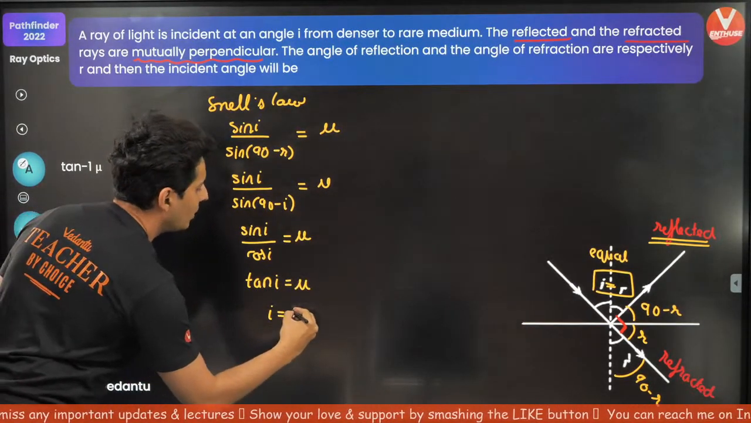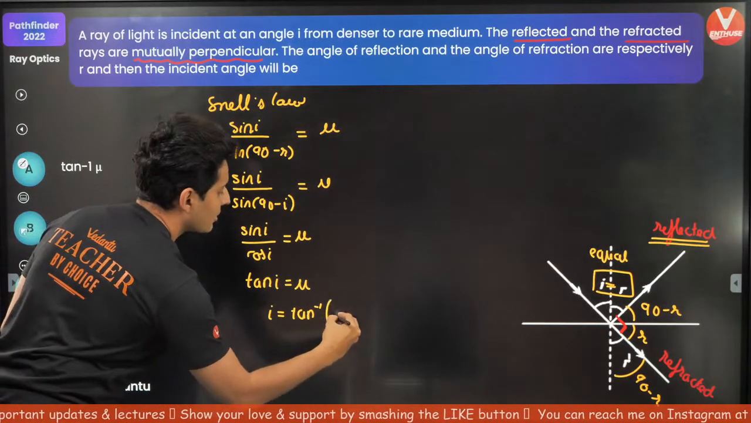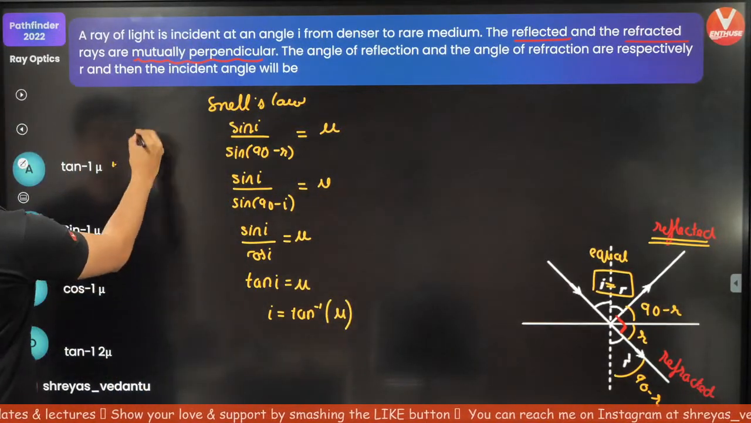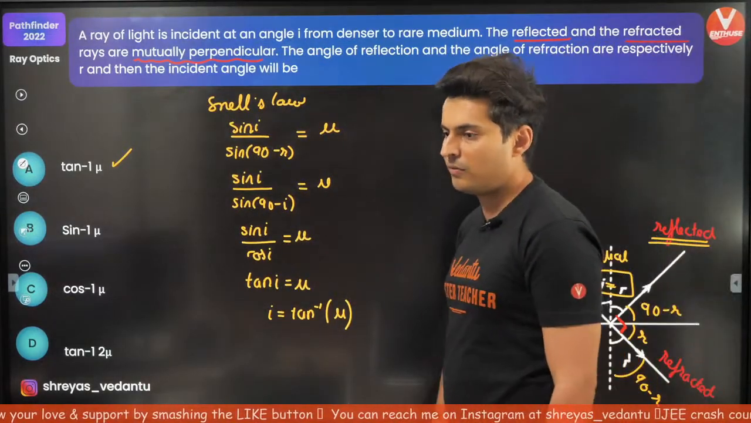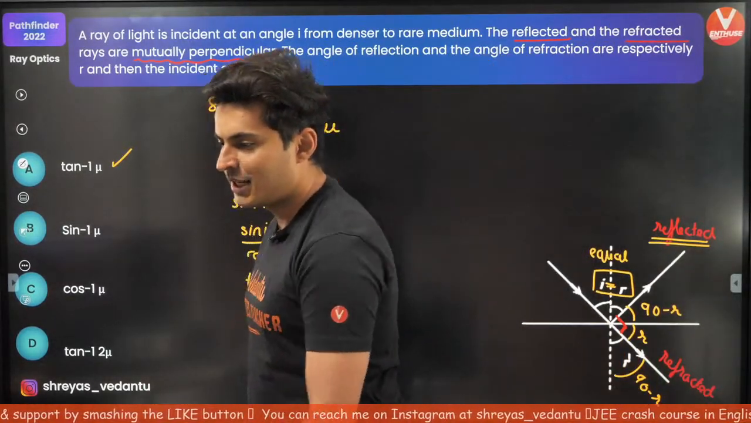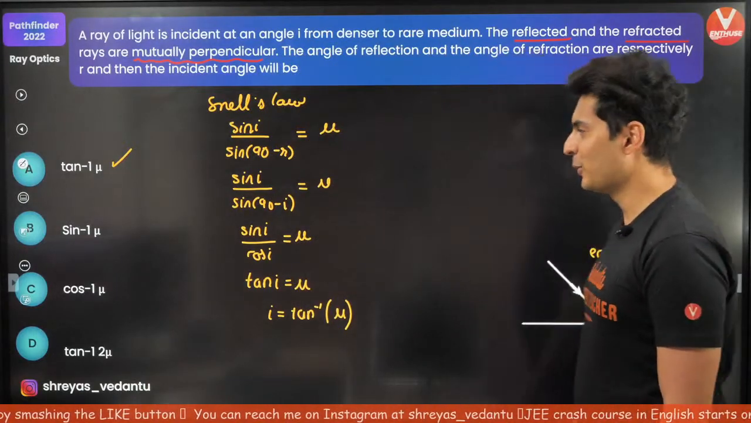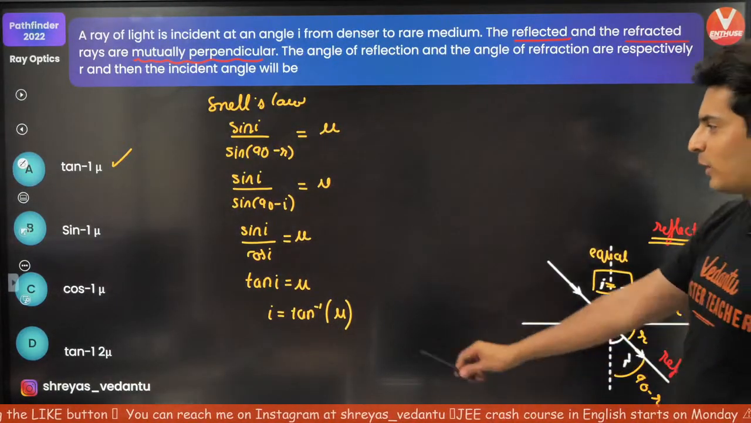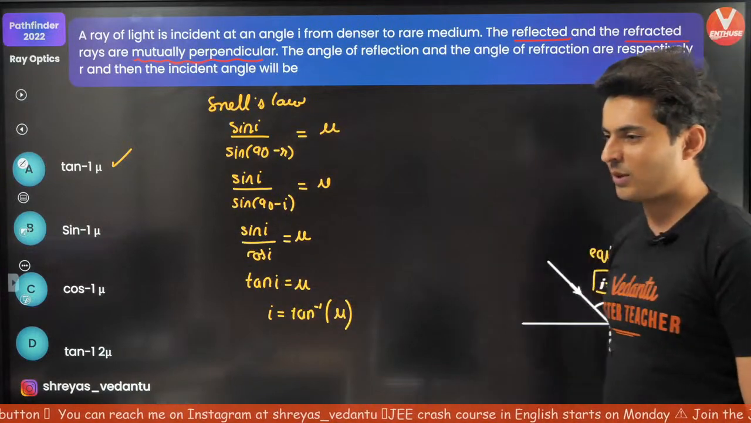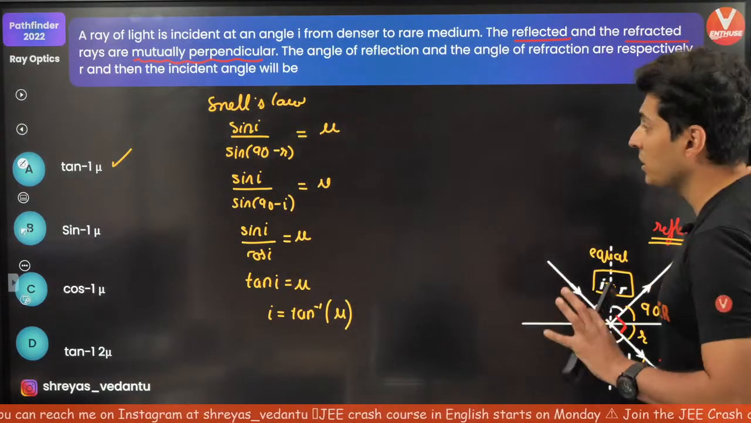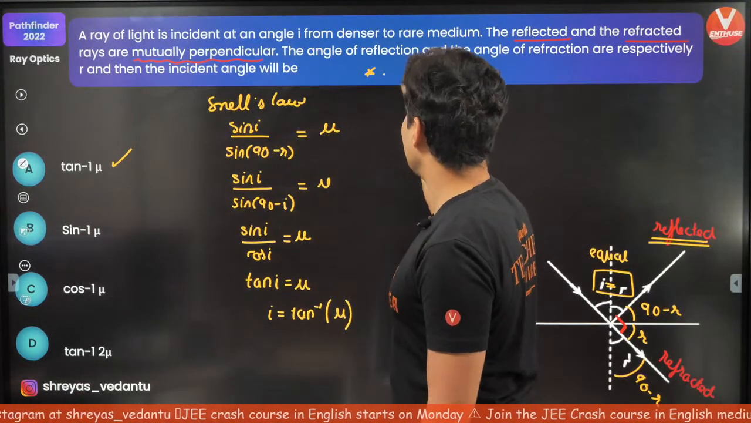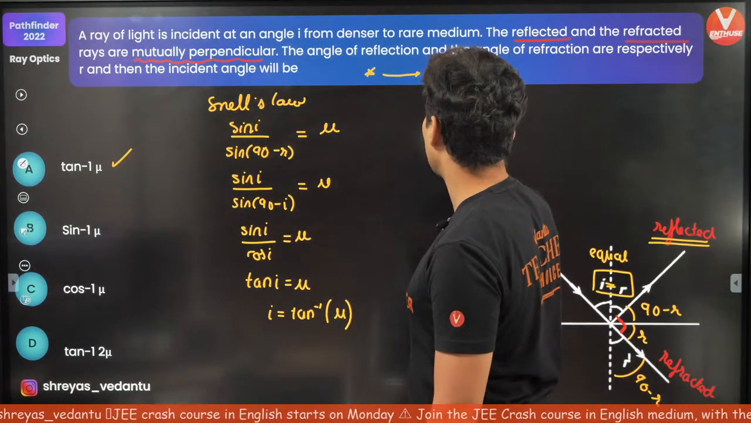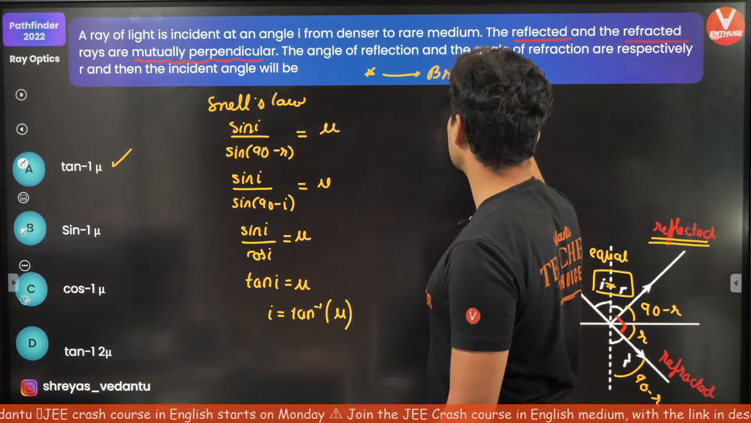Therefore, I is equal to tan inverse of mu, which is option A, I believe. Yes, it is correct. Very good. Excellent. 45 degrees, no, it's not 45 degrees. In fact, 45 degrees is not even in the answer. You can see that. Now this is a very important result. This is a very important problem because this will come in Brewster's law.